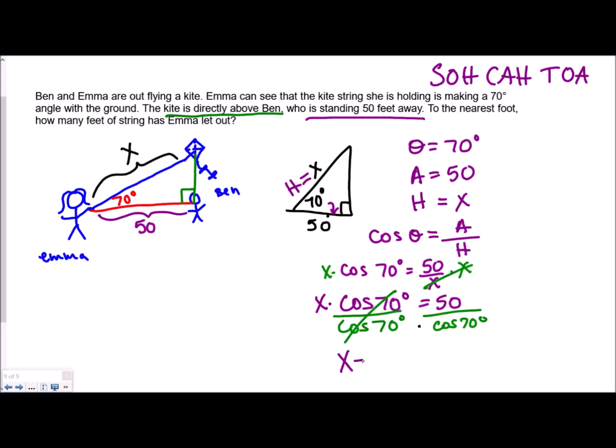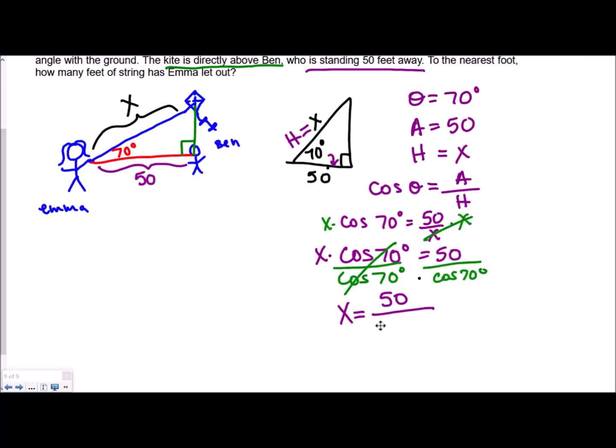Okay, x equals 50 divided by the cosine of 70, which is about 17 feet. About 17.1. We'll call it 17. That's close enough. Okay, that is the answer to this one.